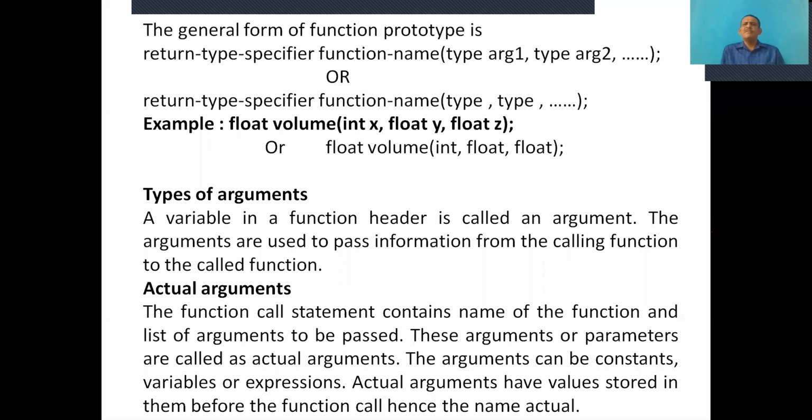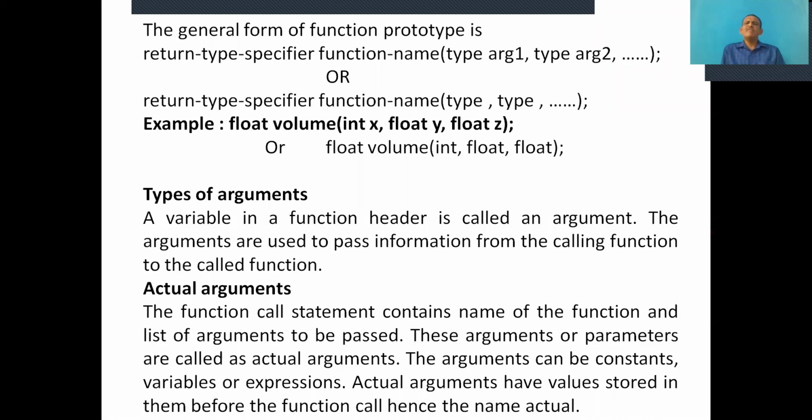Then, within the parentheses, type means data type. We have given the first argument type as int: int x. Int is the data type, x is argument 1. The second one, the data type is float, the argument is y. The third one, float data type, argument z. All three are separated by commas and ending with a semicolon. This is called an example of a function prototype according to syntax 1.